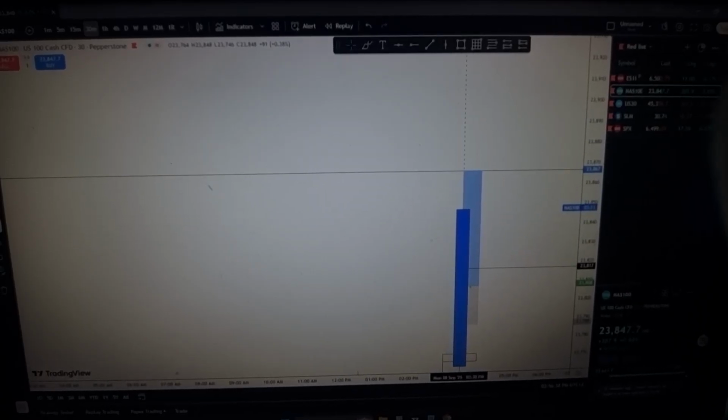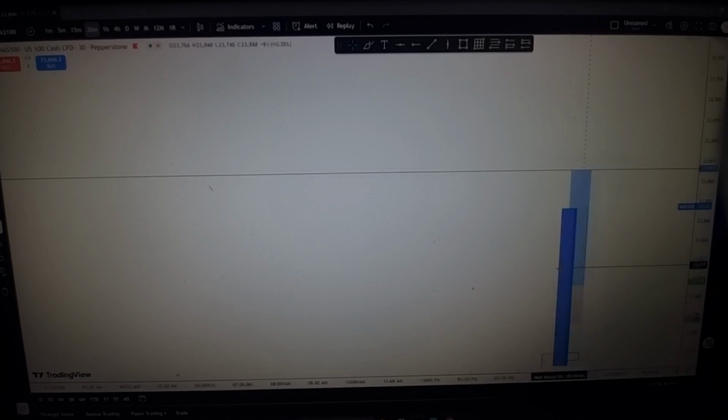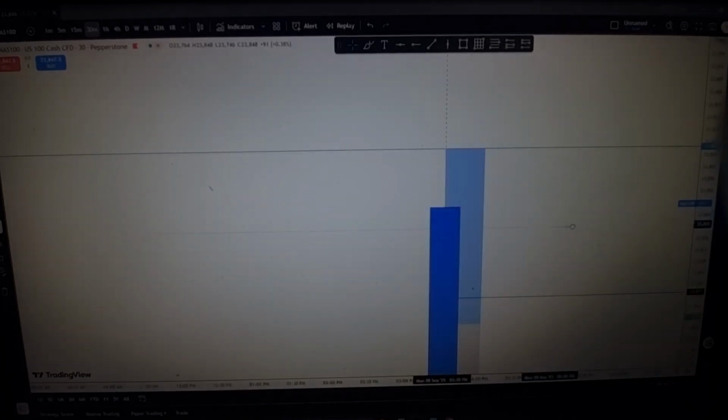so excuse me, so I definitely think we're gonna go sweep out those big ass highs, so that's why I placed the trade that I placed.